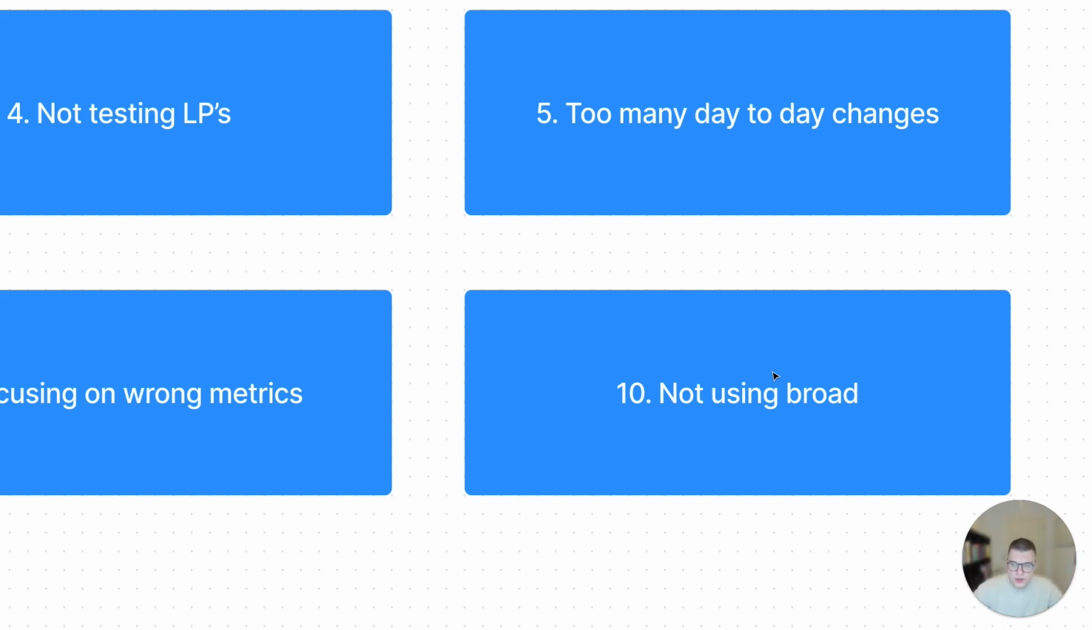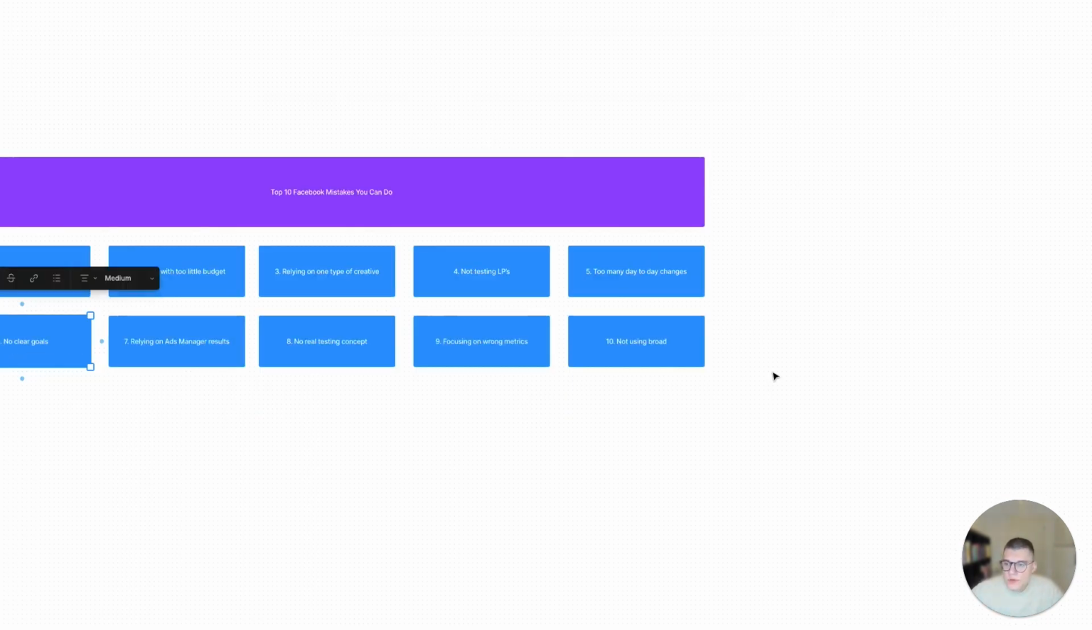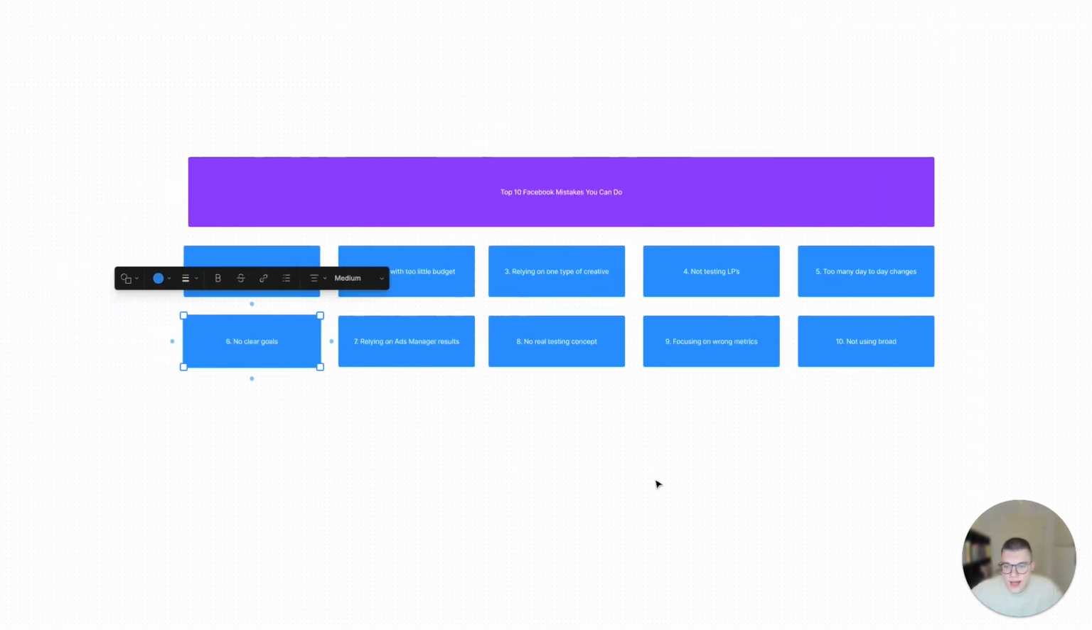There's just Advantage Plus. Those were the top 10 things which I think people do wrong all of the time. Just very quickly, I'm going to sum this up: complicated account structure, testing with too little budget, relying on one type of creative, not testing landing pages, too many day-to-day changes, no clear goals, relying on Ads Manager results, no real testing concept, focusing on wrong metrics, and not using broad.